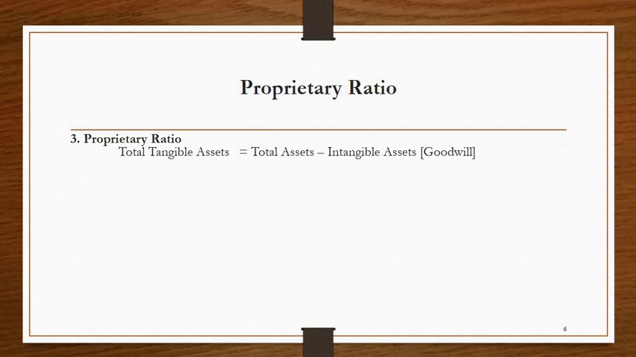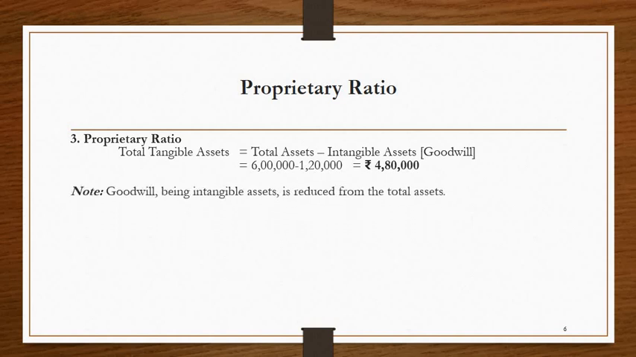To find out those tangible assets, we need to deduct the intangible assets from the total assets. Intangible assets means which we can feel but we can't touch and see, like goodwill, copyrights, patents, trademarks, etc. The total assets in this problem are rupees 6 lakh. Intangible assets we have only goodwill, so 1 lakh 20,000. So the total tangible assets will be 4 lakh 80,000. Here is one note: goodwill being an intangible asset is reduced from the total assets.